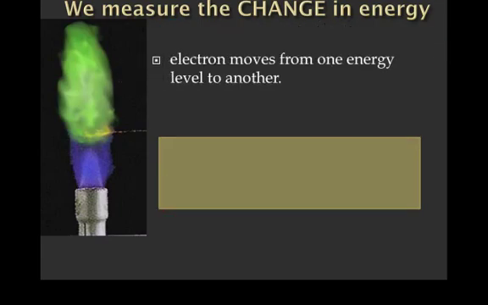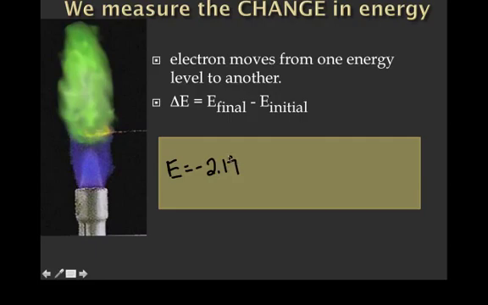Now what we're really interested in though is the change in energy. As the electron moves from one level to another, what we really want to measure is how much the energy changes in that transition. So we're looking at delta E, or final energy minus initial energy. Again, this is based on the Rydberg equation, only now we're going to look at some change. So we still have the negative 2.178 times 10 to the minus 18.